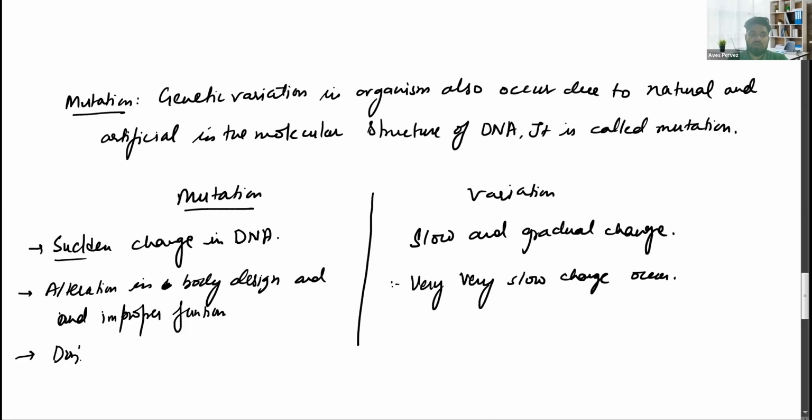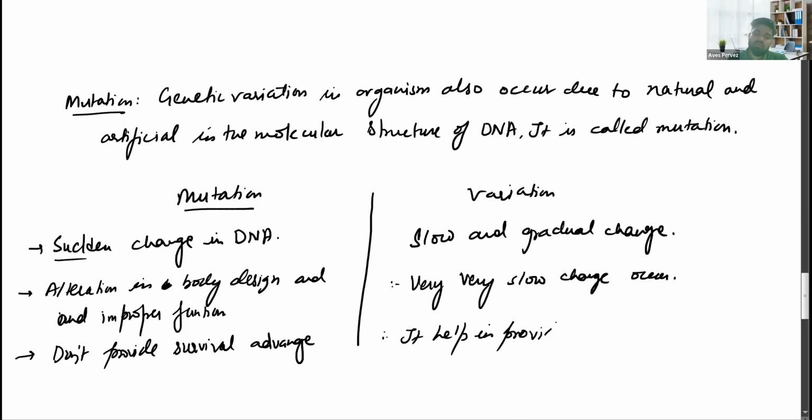Third one is mutation results in death, means it does not provide any survival advantage. But variation helps in providing survival advantage. Okay, please note it down.